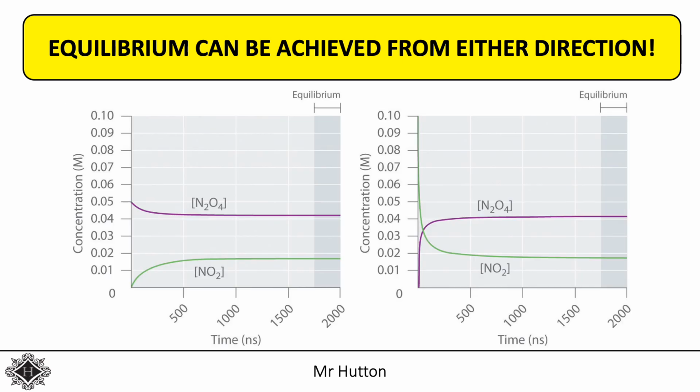So here we've got our NO2 and our N2O4 again, and the one on the left, the NO2 starting at zero concentration, but the N2O4 is starting higher up. And then on the right, the NO2 is starting higher up, and the N2O4 is starting at 0 concentration. And either way, you can see how the point of equilibrium that they reach is the same. The concentrations of those two chemicals is the same equilibrium, whichever direction you come at it from.